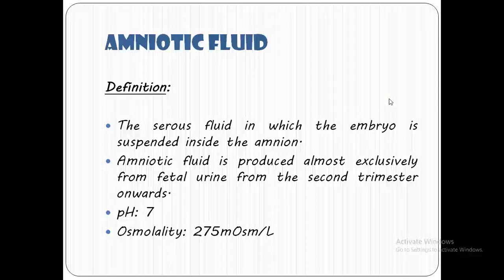Alright, so for the definition, amniotic fluid is defined as the serous fluid in which the embryo is suspended. Amniotic fluid is produced almost exclusively from fetal urine from the second trimester onwards. However, during the first trimester and before the fetus forms its kidneys, the amniotic fluid comes from the maternal plasma.